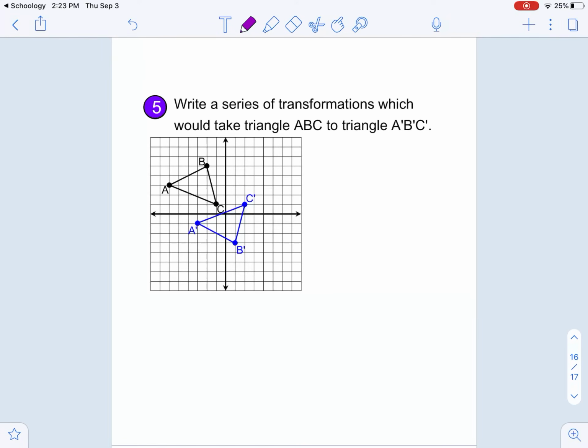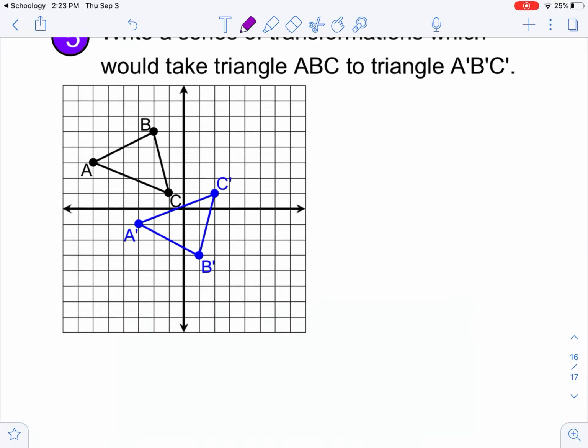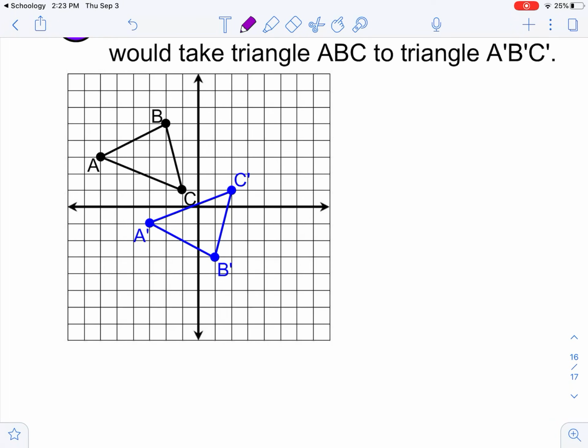Okay, the very last one. Realize when I do this, this is not the only possible answer. There is an infinite amount of correct answers, but there's also an infinite amount of incorrect answers. This says write a series of transformations which would take triangle ABC to triangle A prime, B prime, C prime. So I'm starting with triangle ABC.